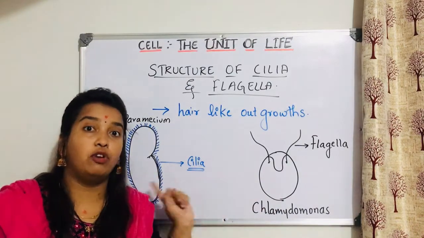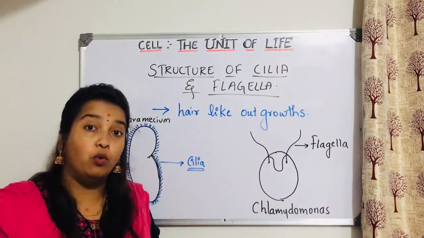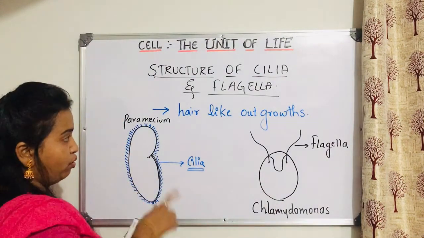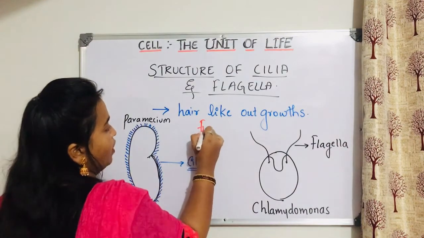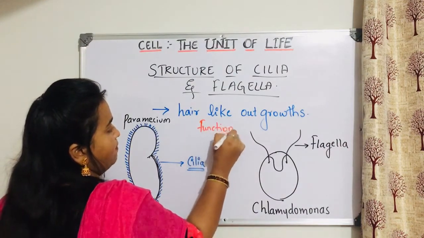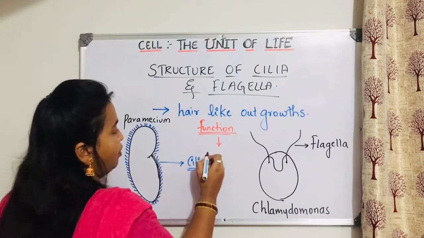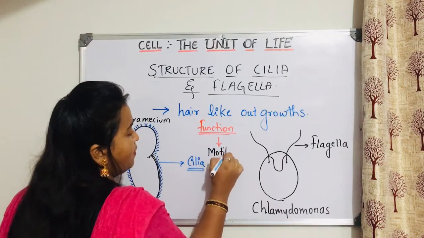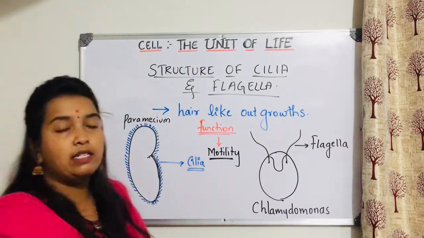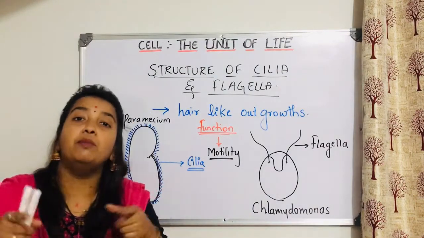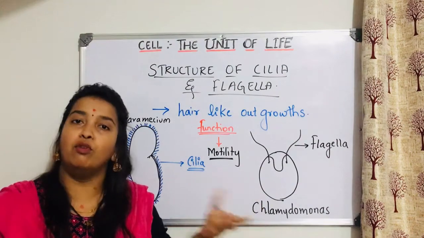And what is the function of both? How do they help these cells? What do they do? Their main function, if we talk about function, what is the function of cilia and flagella? Function is it provides motility to the cells. Provides motility means it helps in movement. It helps these two cells to move.